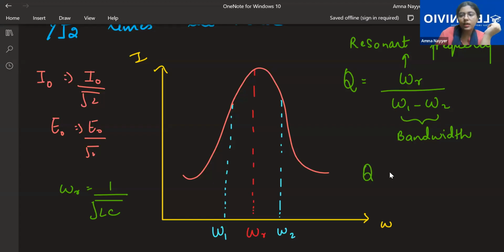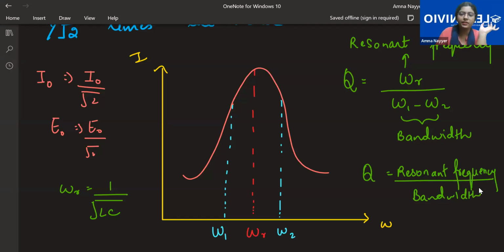So we can say quality factor is equal to the resonant frequency by the bandwidth. Now let's come to its definition.